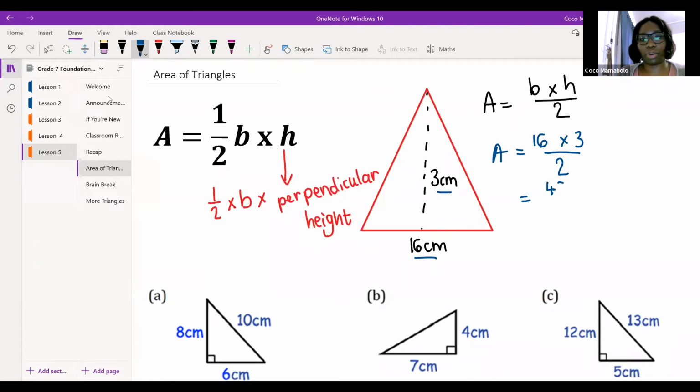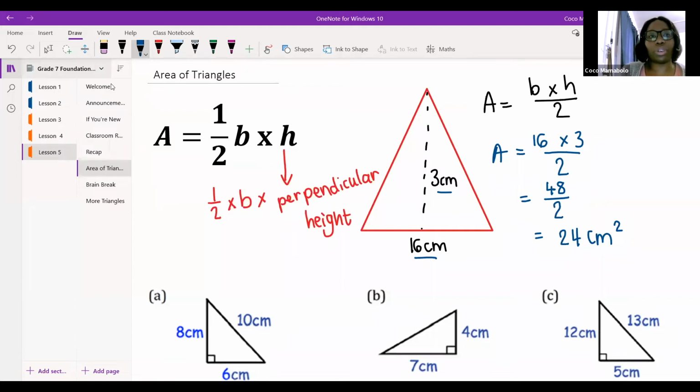It's going to give me 48. I think I've lost Nokwezi. And if I divide 48 by 2, I'm still going to get 24 centimeters squared. Okay, it's going to give us the exact same thing that we had before.